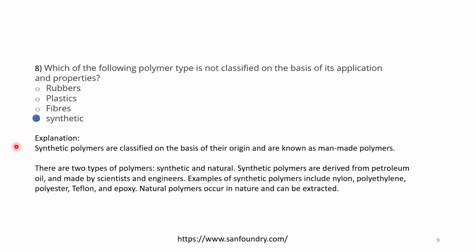Synthetic polymers are classified on the basis of their origin and are known as man-made polymers. There are two types of polymers, synthetic and natural. Synthetic polymers are derived from petroleum oil and made by scientists and engineers. Examples of synthetic polymers include nylon, polyethylene, polyester, Teflon and epoxy, while natural polymers occur in nature and can be extracted. For example, natural rubber, etc. are examples of natural polymers.